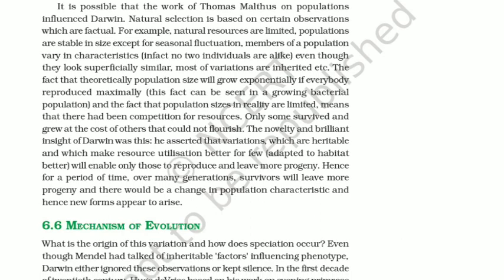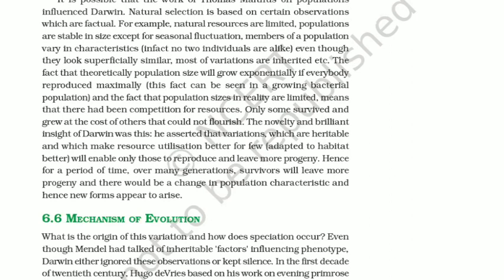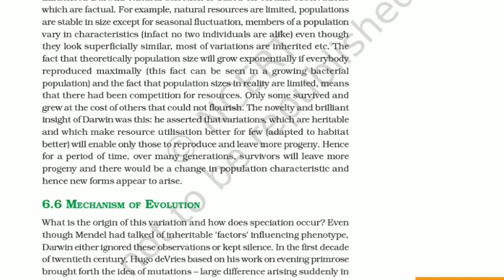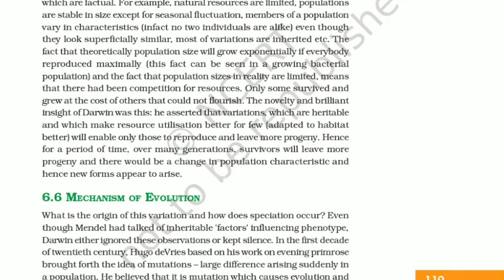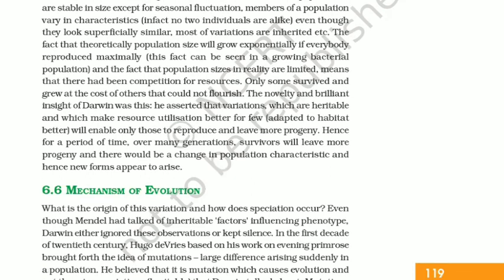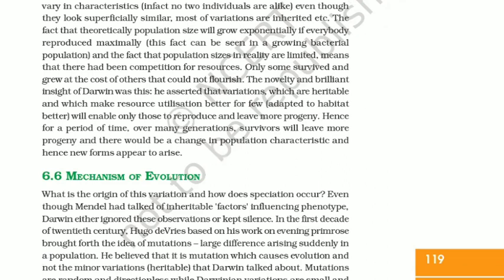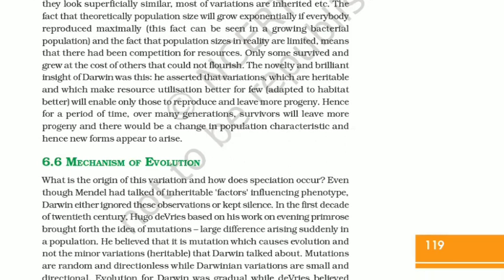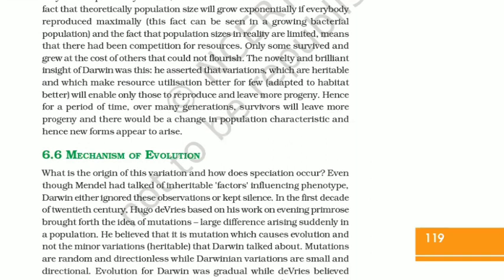Natural selection is based on certain observations which are factual. For example, natural resources are limited, populations are stable in size except for seasonal fluctuation. Members of population vary in characteristics. In fact, no two individuals are alike, even though they look superficially similar. Most of the variations are inherited, etc. The fact that theoretically population size will grow exponentially if everybody reproduced maximally, this fact can be seen in growing bacterial population. And the fact that population sizes in reality are limited means that there had been competition for resources. Only some survived and grew at the cost of others that could not flourish.